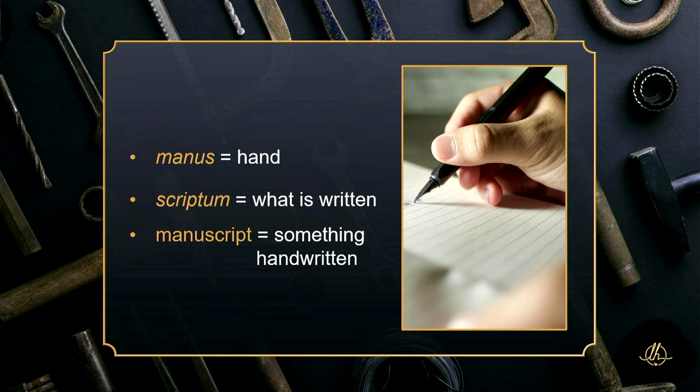Scribes copied these scrolls and codices by hand. The Latin word for hand is manus, and the Latin word for what is written is scriptum, which is why a handwritten document is a manuscript. Because scribes occasionally made mistakes, when we look at different manuscripts, we find differences. And this is inevitable. It's not nefarious. There's no malevolence or evil intention. It just happens when you're copying by hand.